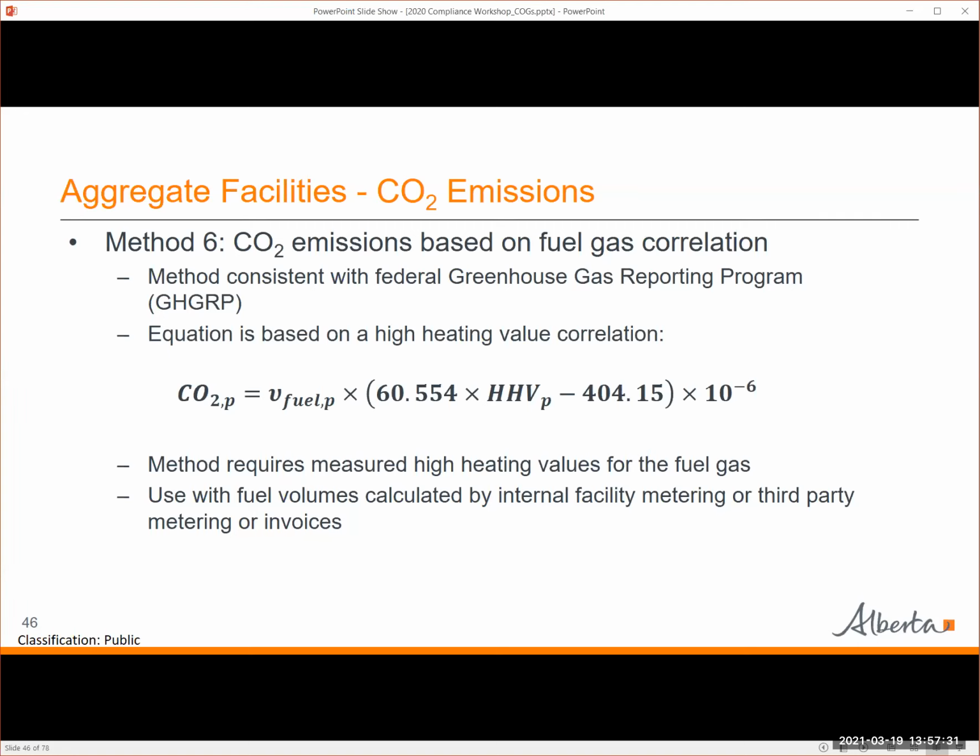So the method does require, again, the measurement of the higher heating value. And then again, the volumes are going to be characteristic of that stream. So you have to identify the nature of the fuel streams on site. And so for those streams that are sufficiently different than each other, they need to be separated out, and the heating value characterized separately. Where the streams are blended or commingled, or there's a single source of fuel, then basically you're using that single volume against the higher heating value. So again, those volumes are directly metered or through third-party metering or invoices.